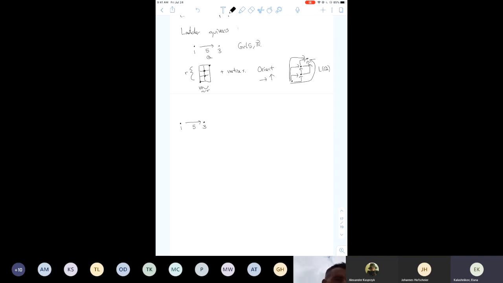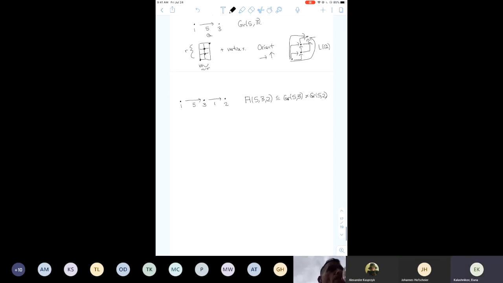And so then maybe the next easiest thing would be if you had another two-step flag variety. So you add an extra vertex with one path between them. So for example, like this. So this is the flag variety Fl(5; 3, 2), which sits inside the product of Grassmannians, Gr(5,3) cross Gr(5,2). And so points here look like C^5 mod V1, C^5 mod V2, and the incidence condition, which cuts out the flag variety, is that V1 sits inside V2.